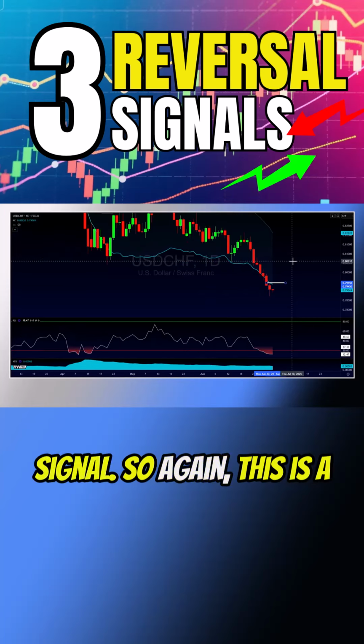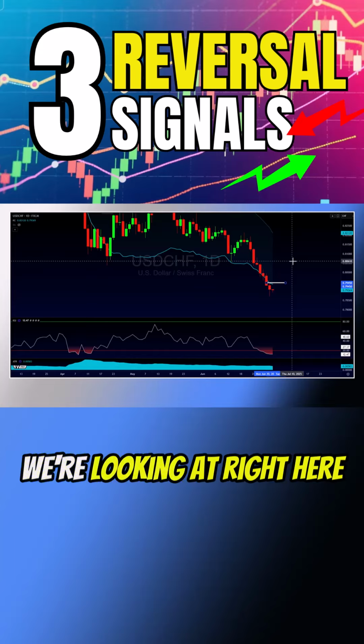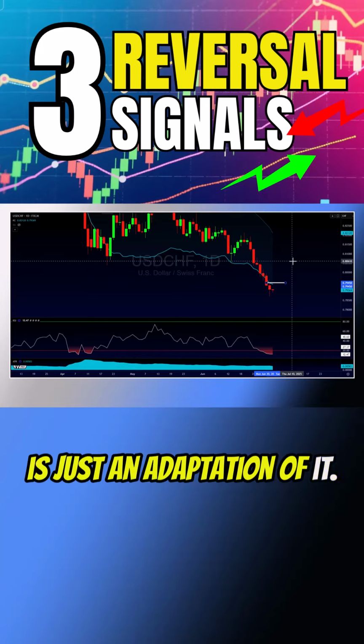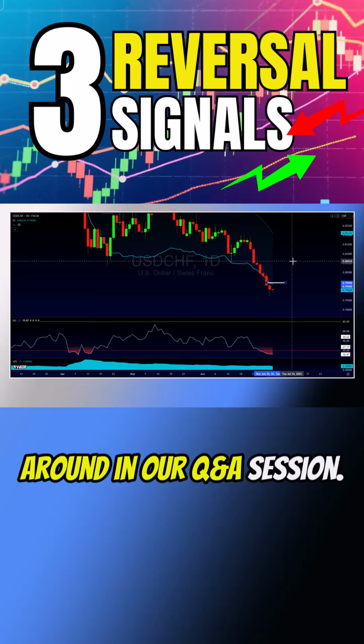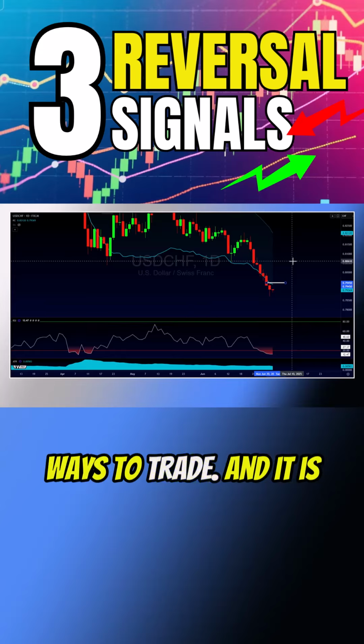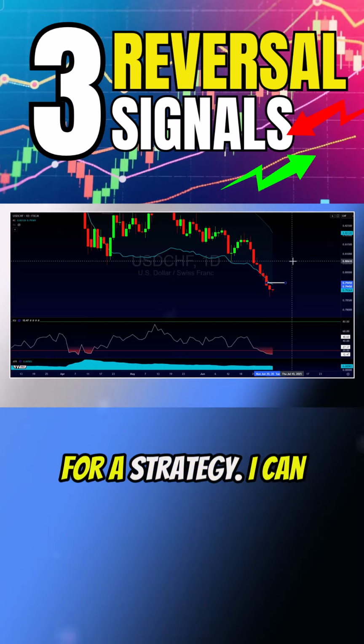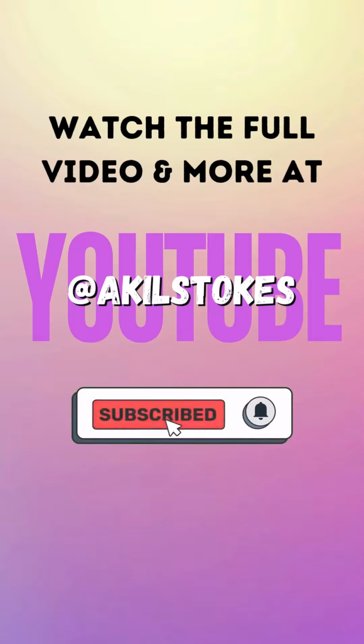So again, this is a strategy that is meant for the hourly time frame in a very specific way. What we're looking at right here is just an adaptation of it, something we were playing around with in our Q&A session. But I do think it's cool to look at these ideas just so you guys can see different ways to trade. And it is something that I'll be personally tracking because I have been looking for a strategy that I can strictly trade on the daily and something that isn't too complicated. That way I can teach it to others.